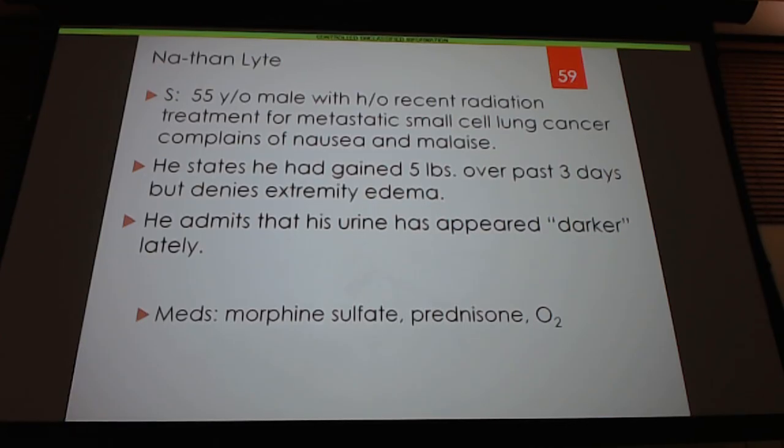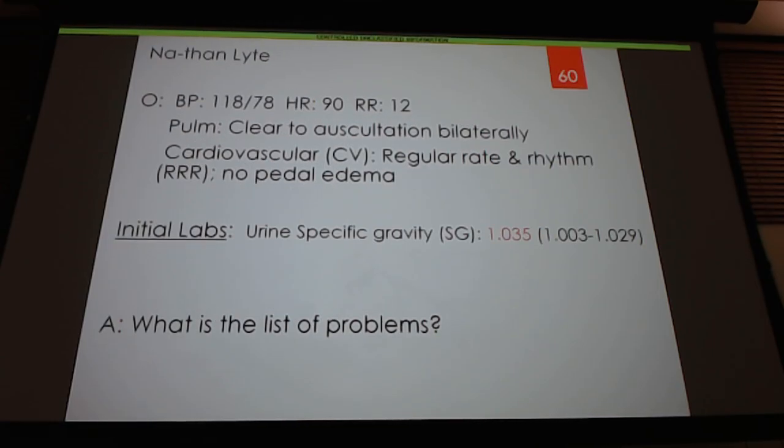All right. So he states he's gained 5 pounds over the past 3 days, but he denies any edema. He admits that his urine has appeared darker lately. He's on morphine and prednisone, and he has some supplemental oxygen. No change to your diagnosis, or still ADH? No. All right, what are we gonna do?